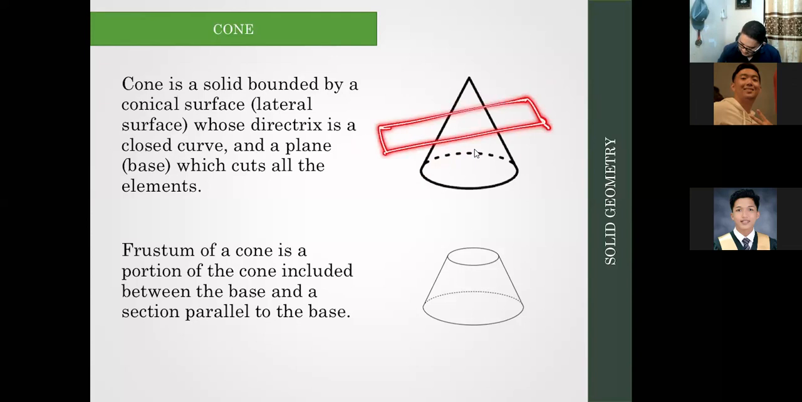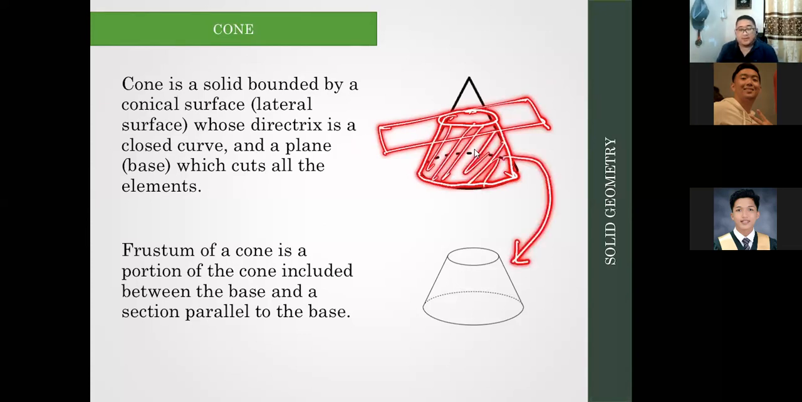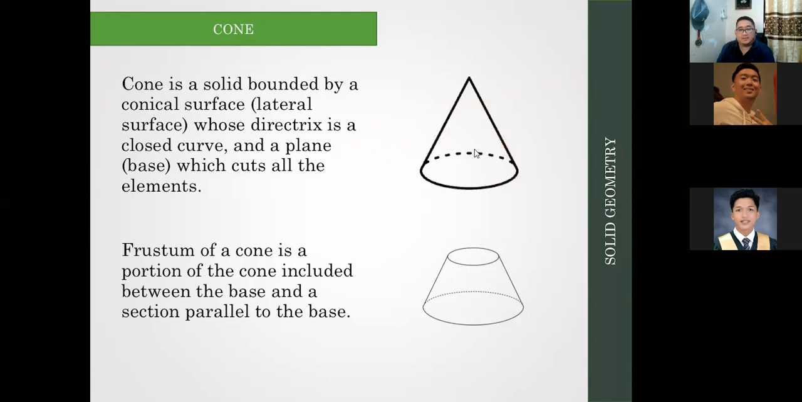Okay, so let's say that's our plane. We form another shape from it, which is called a frustum. We pass a plane through it, no? And the frustum of a cone is a portion of the cone included between the base and a section parallel to the base. So we pass a plane parallel to our base. That's why we have a frustum.